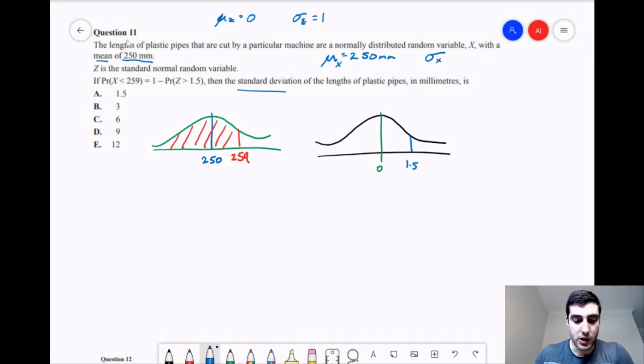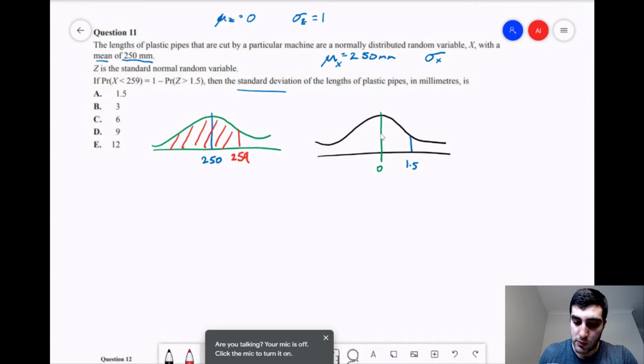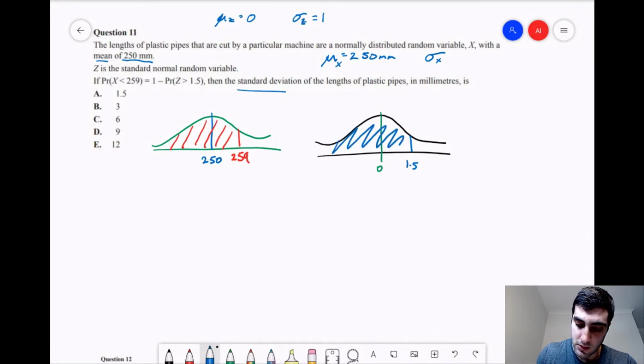If we were to ignore that 1 minus, and take the probability Z is greater than 1.5, we would be shading in this region here. However, since it's 1 minus that, we're just going to shade everything on the left-hand side. So you can see now that 259 millimeters for a mean of 250 is equivalent to having 1.5 on the standard normal distribution, which has a mean of 0.